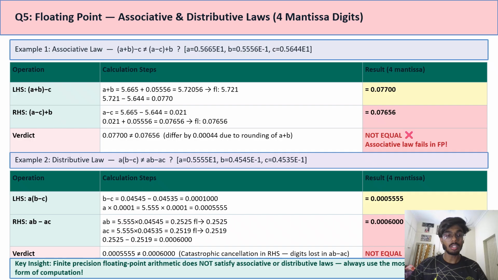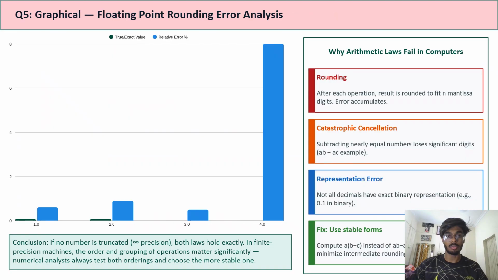We take another example, of the distributive law, which states that a times b minus c is not equal to ab minus ac. For the respective values, when we substitute, we get LHS equals 0.000555 and RHS equals 0.00600, which are also not equal. It states that the distributive law also has an error if the order is changed. Here we can see graphically these flaws.